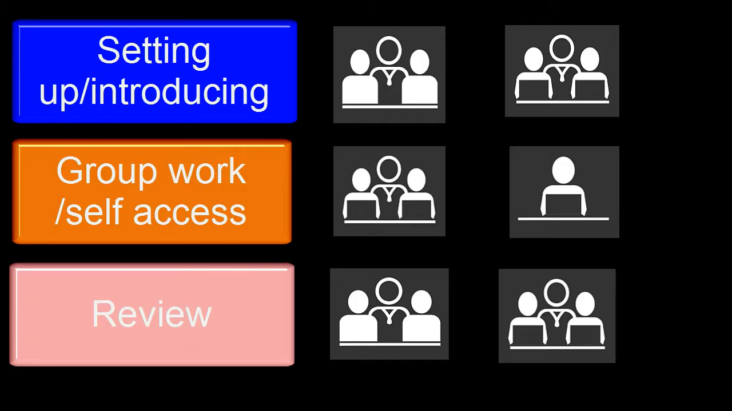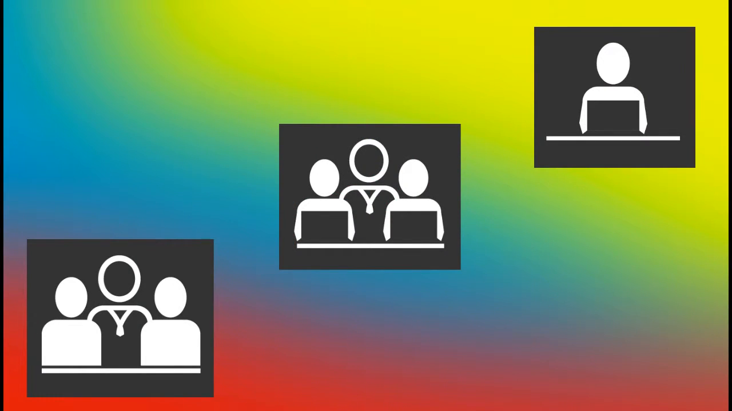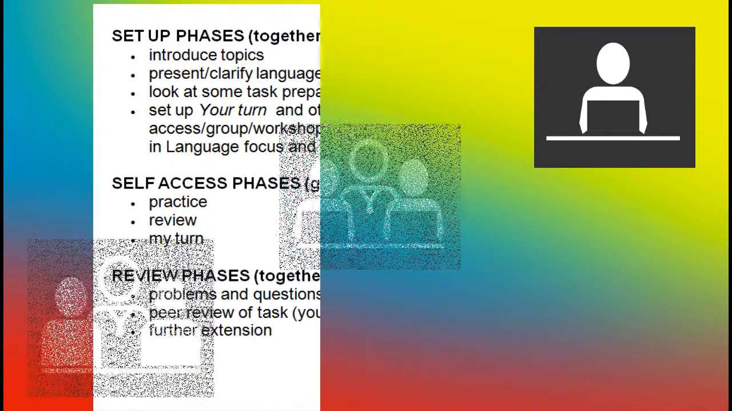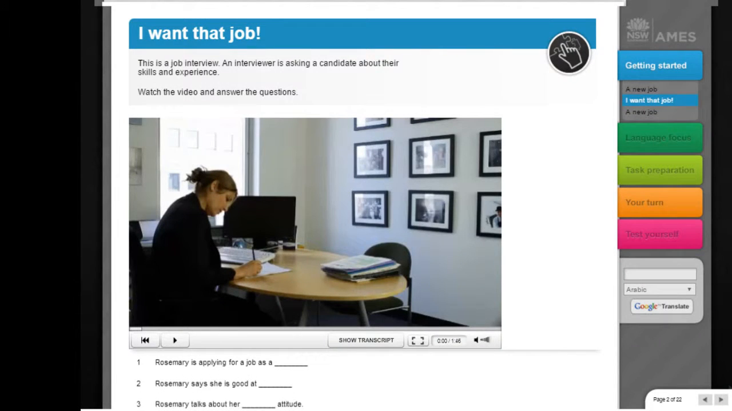It's also useful to think about the interaction for each stage. Does the interaction involve the whole class? Is it teacher-led? Is it for pairs, groups, individuals? And is it in the classroom? Thinking about this gives us this kind of sandwich which can be used over a series of lessons or even sometimes in a single lesson. So as we're saying, you have setup phases, you have self-access phases, and you have review phases. So here's an example in action.